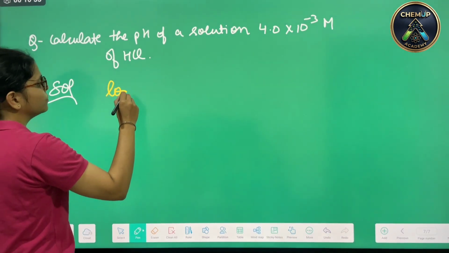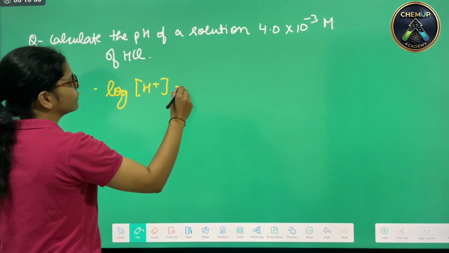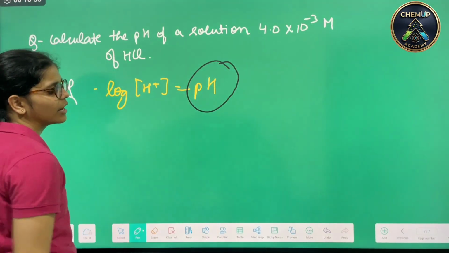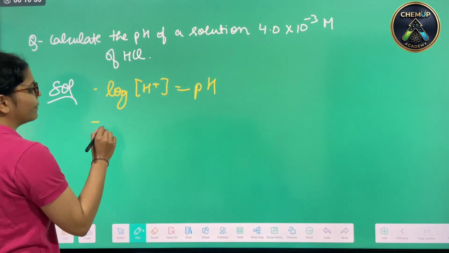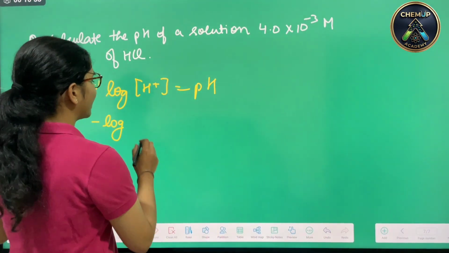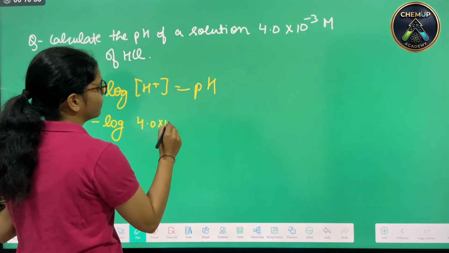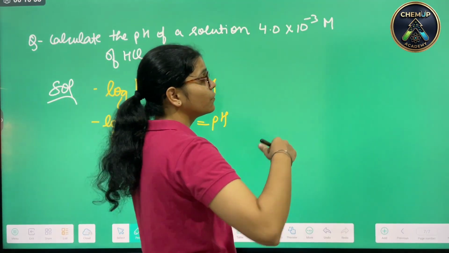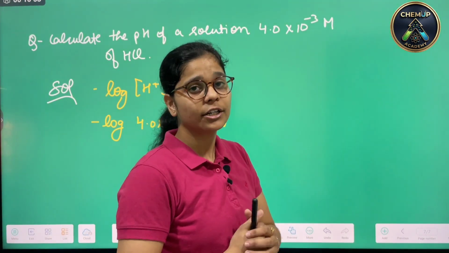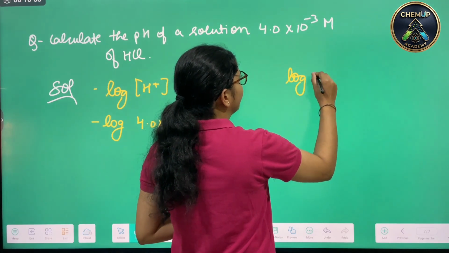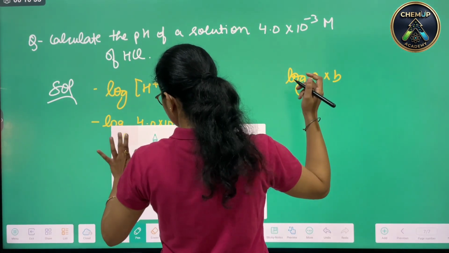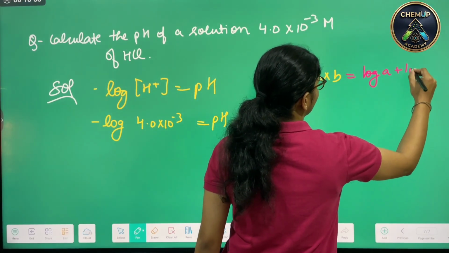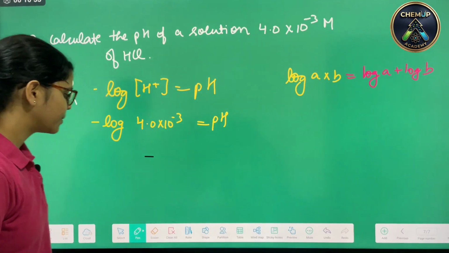We know that -log[H+] will give us pH. We need to calculate this pH. Therefore, instead of [H+], I shall place my value 4.0 × 10^-3, which will give me pH. Let's apply the rule of log, which says that if the log terms are in multiplication, they are brought into addition. Suppose log(A × B) is there, so it becomes log A plus log B. Like this the things become.